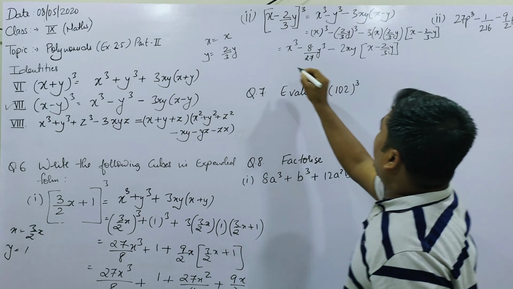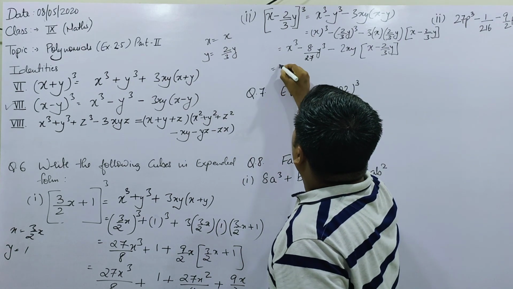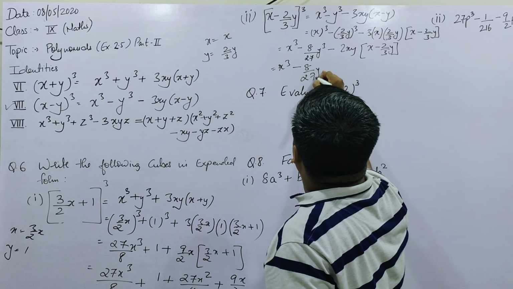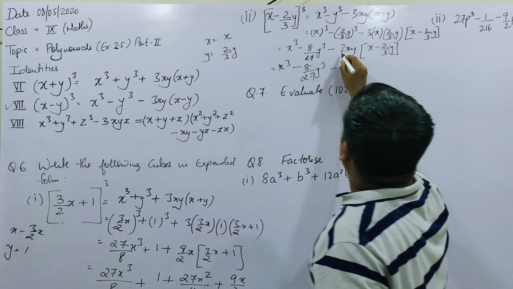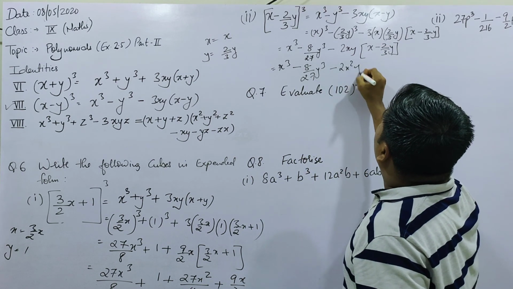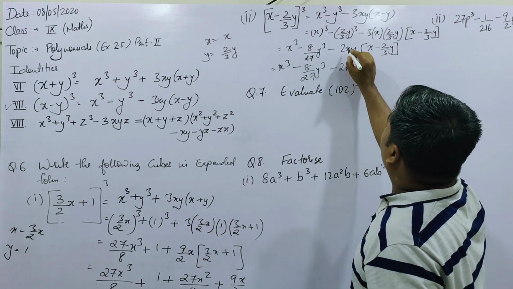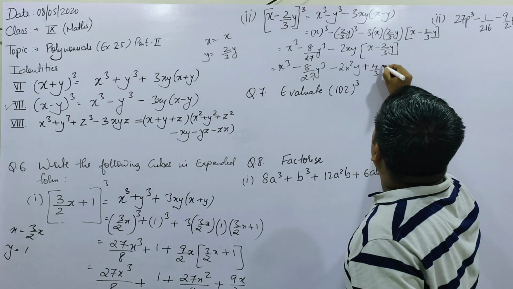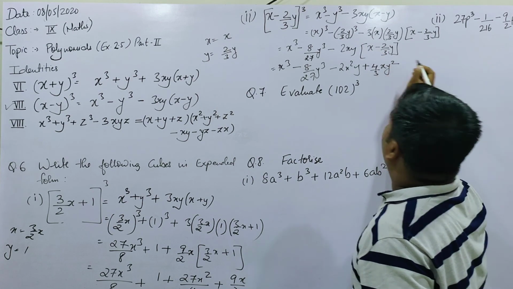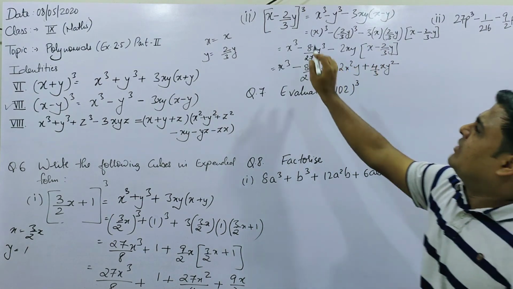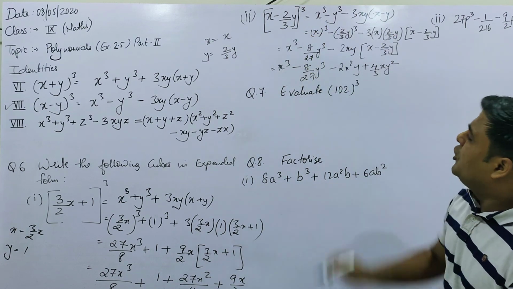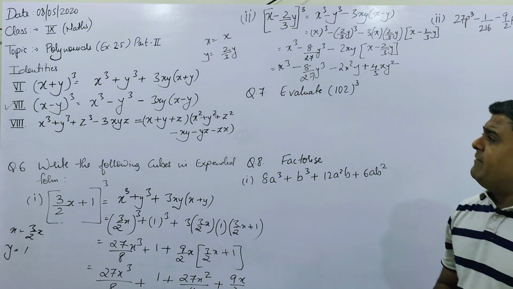Now let us solve the bracket. x cube minus 8 by 27y cube minus 2x square y, minus minus plus, that is 2 2s are 4 upon 3xy square. So this is the final answer when we expand x minus 2 by 3y the whole cube. Now let us see question number 7.